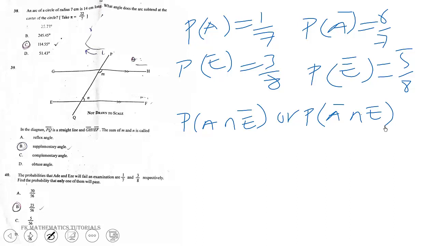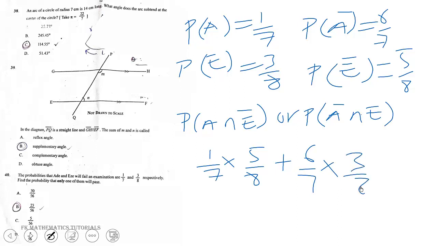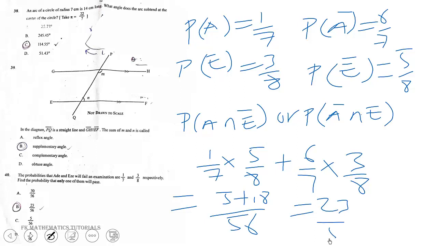So that will be equal to 1 over 7 times 5 over 8 plus 6 over 7 times 3 over 8. So that will give you 5 plus 18 over 56, which will give you 23 over 56. So the correct answer is B.